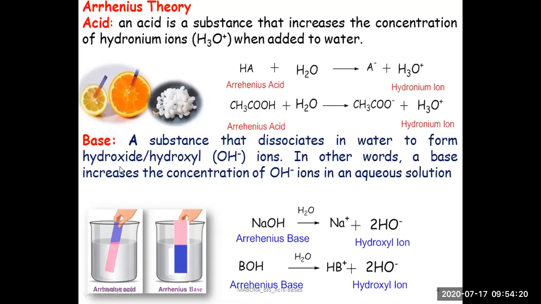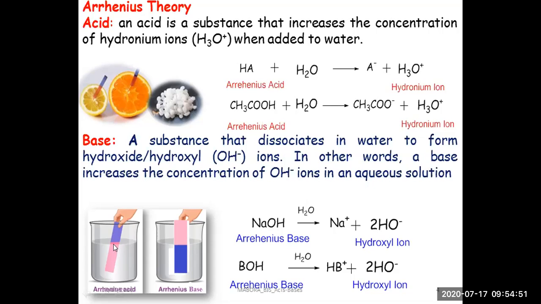Similarly, as per this particular theory, a base is a substance which ionizes, dissociates in water to produce hydroxyl ion, that is OH minus ion. So this is how, in general, BOH is any Arrhenius base which dissolves in water to give OH minus, that is hydroxyl ions. For example, NaOH, which is a strong base, ionizes to give hydroxyl ions.